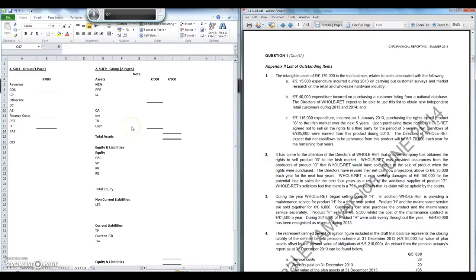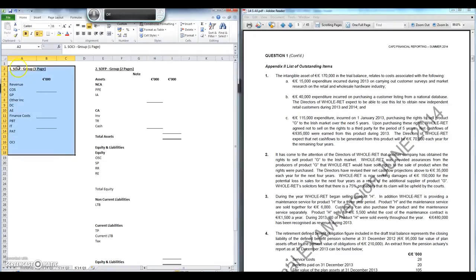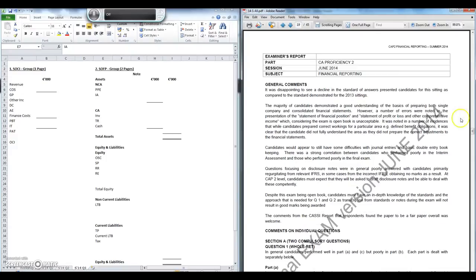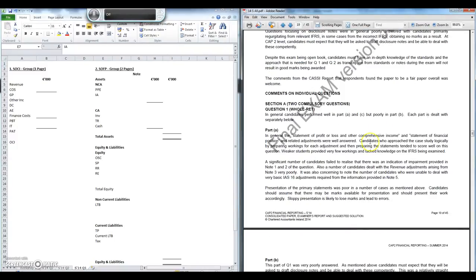So I think what I'm going to suggest now is we move on and we work through each of the workings in the appendix. I've just done an Excel, but when you're doing an exam script, I typically leave 1 page at the start for my SOCI. Now, one point to note is I took it very much shorthand, so for SOFP, I've used abbreviations. One point that the examiner has made is a number of errors are noted in the presentation of statement of financial position and profit and loss.